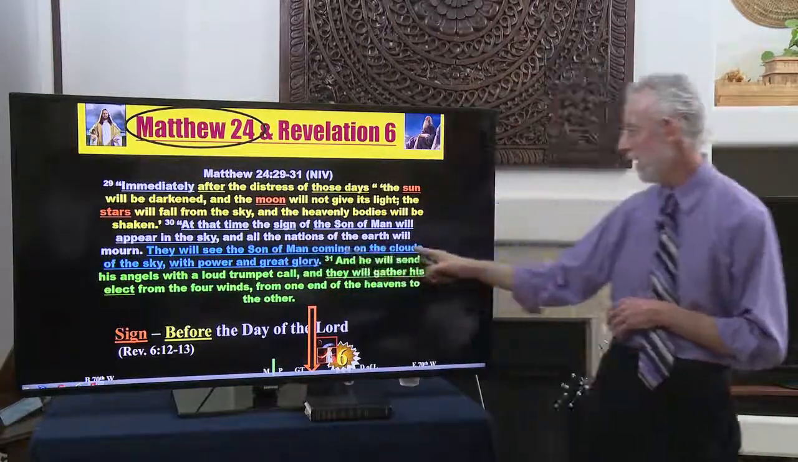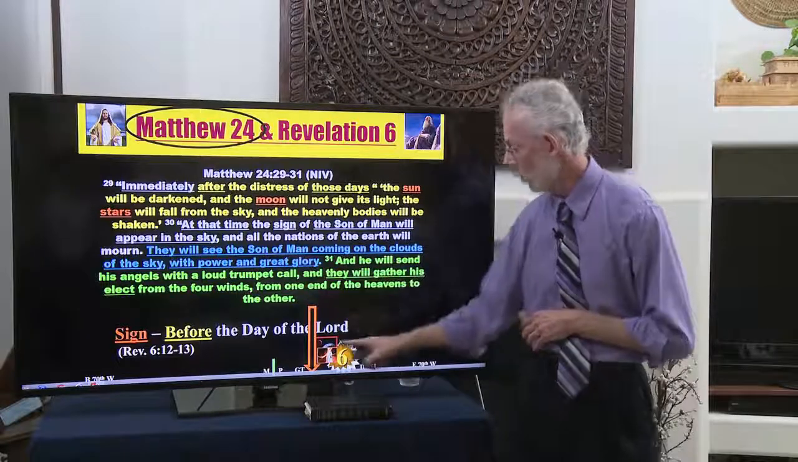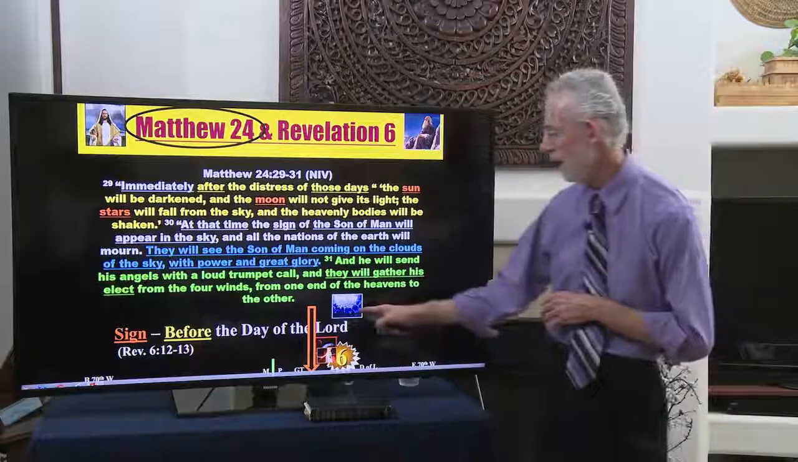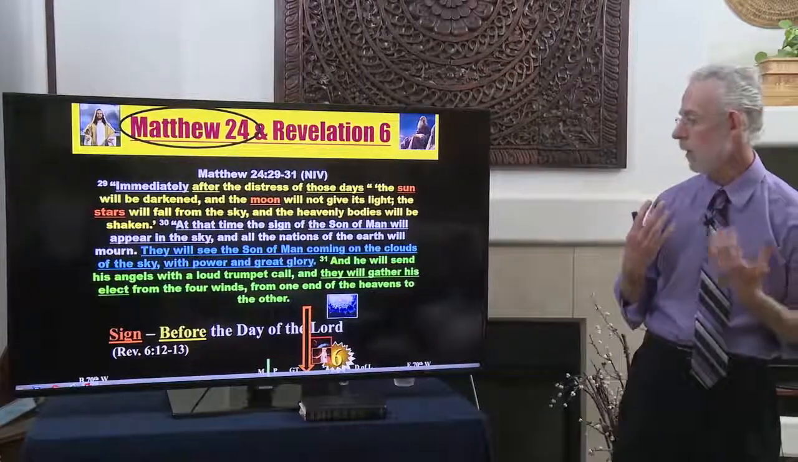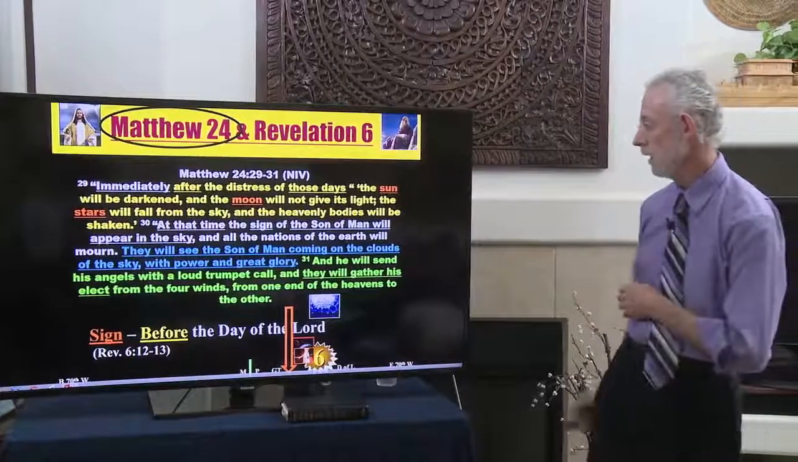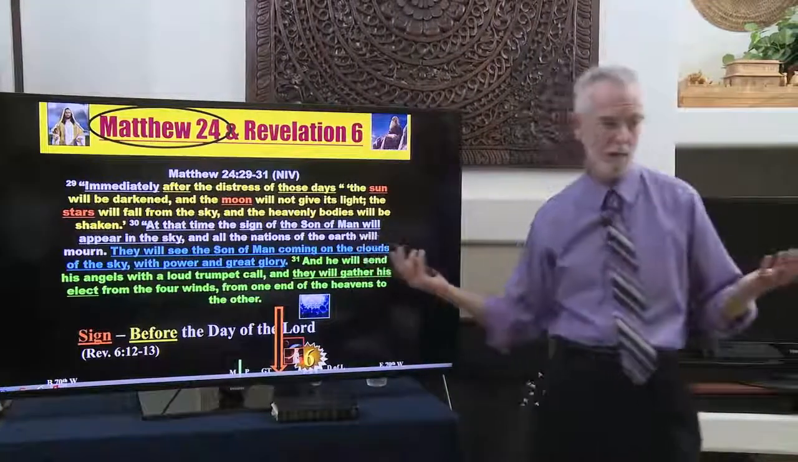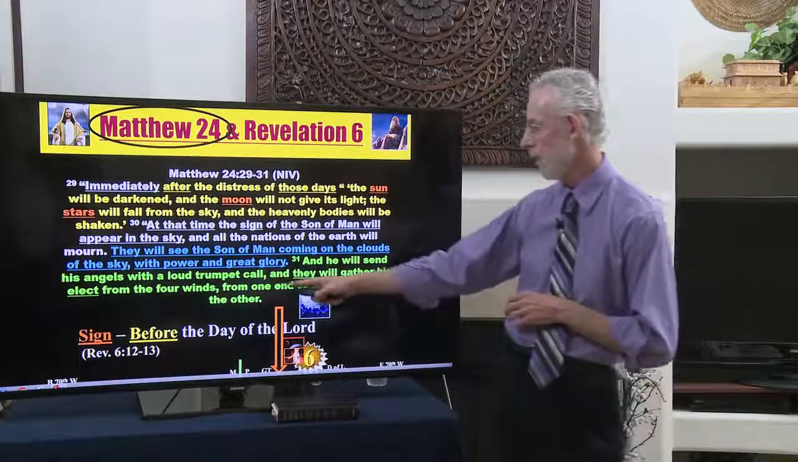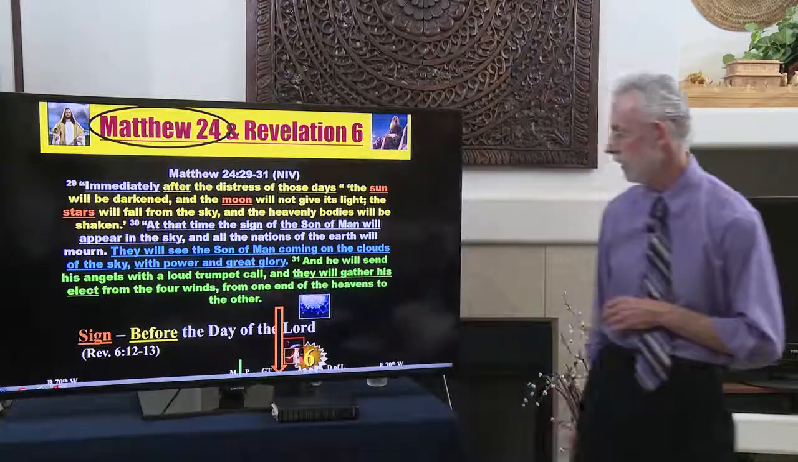Because they're going to see the Son of Man coming on the clouds of the sky with power and great glory. When Jesus turns off the lights right here, the universe is going to go dark. Jesus tells us that then he's going to come in power and great glory. Jesus is going to light up that darkness as he bursts through with his glory. And look at the very next thing Jesus tells us, the very next verse. Jesus said, he will send his angels with a loud trumpet call, and they will gather together his elect from the four winds, from one end of the heavens to the other.